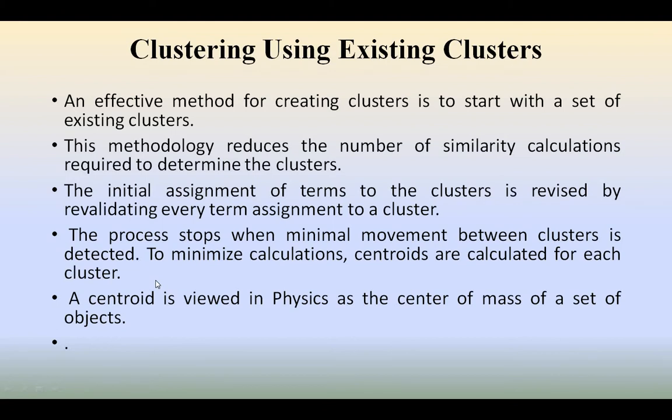Here the initial assignment of the terms to the clusters is revised and revalidated. The process stops when we find the least distance between the clusters and minimal movement between them. To minimize the calculation, centroids are calculated for each and every cluster. In this example, we take three clusters, and for each of the three clusters we have to calculate the centroids.